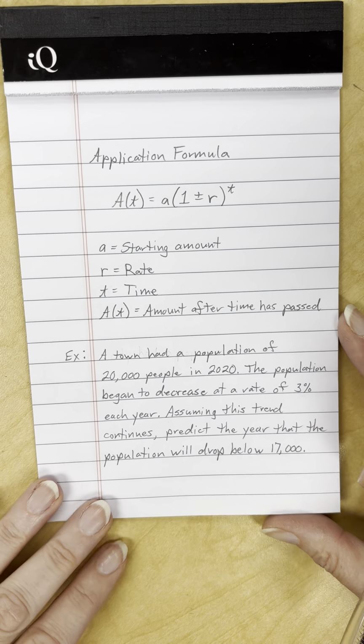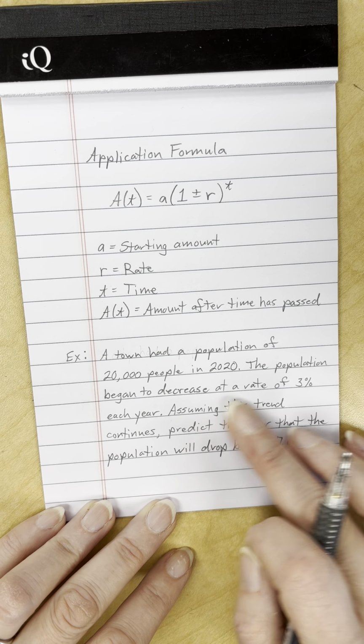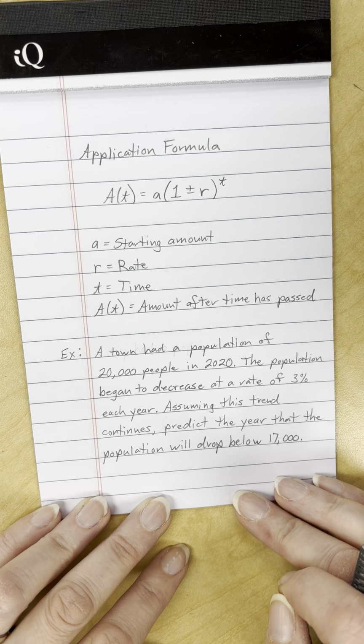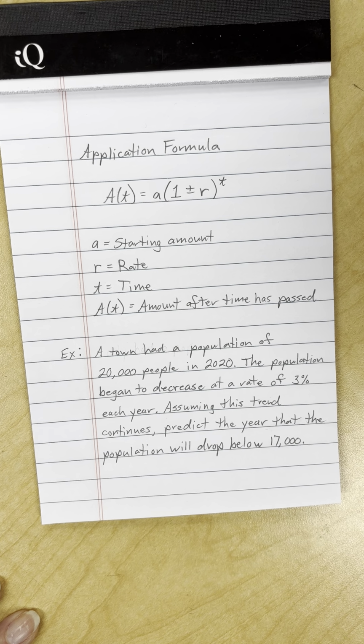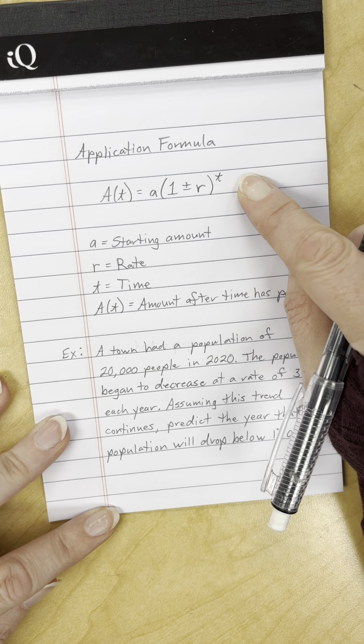We have a town with a population of 20,000 people in 2020. The population begins to decrease at a rate of 3% each year. Assuming that this trend continues, predict the year that the population will drop below 17,000. You ready for this? All right, we can do this. Think about what we have here. Think about what we know for our setup.